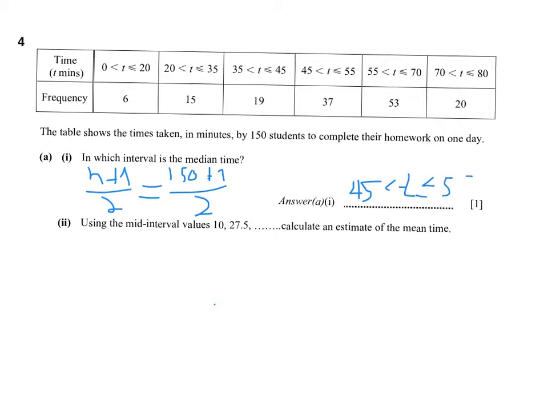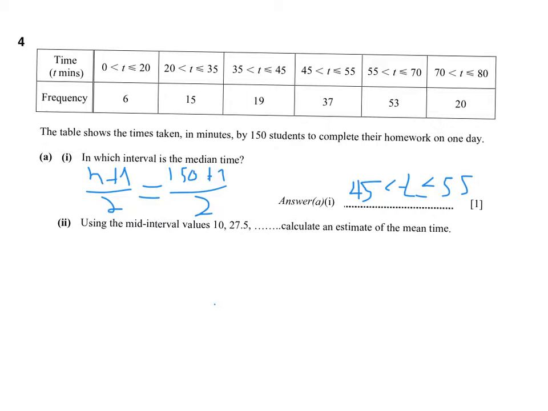Using the mid-interval values, 10, 27.5, etc., calculate an estimate of the mean time. So again, this is grouped data. I don't know the exact times of the first 6 students or the next 15. So I'm just going to have to assume that each of them is at the midpoint and that they'll average out okay. So it's an approximation, it's an estimate of the mean time.